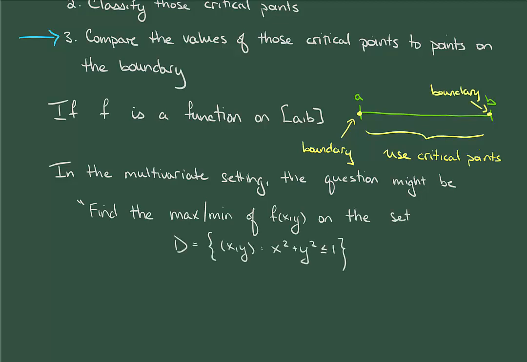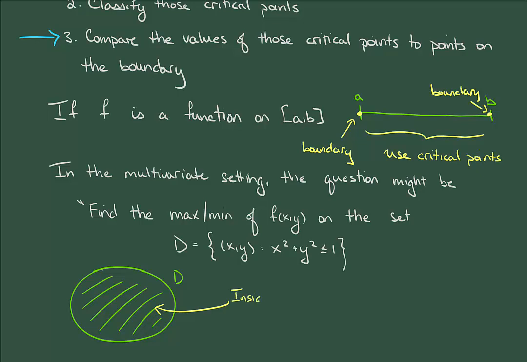Okay, so this is the disk. So you take the unit circle and you fill in everything inside. And on the inside, we know that we can use the critical points to find maxes and mins. That's what we did last time. But the question is, what do we do now for these boundary points? There's infinitely many of them, so we can't just plug every single one of them in individually. We're going to need something a little bit stronger than that.